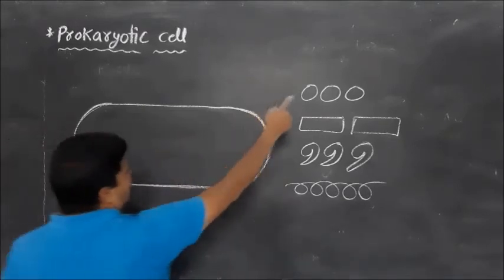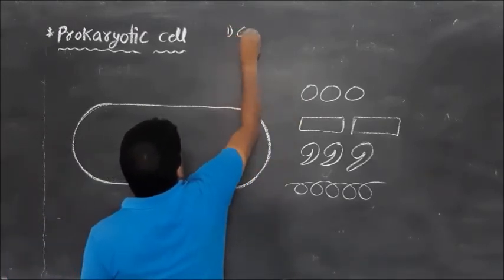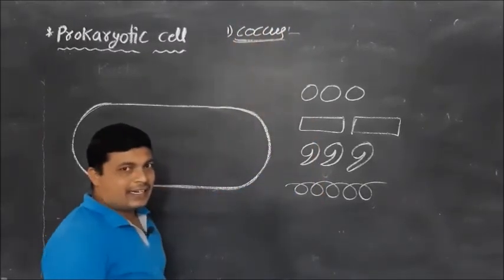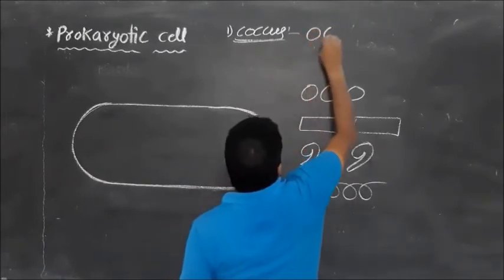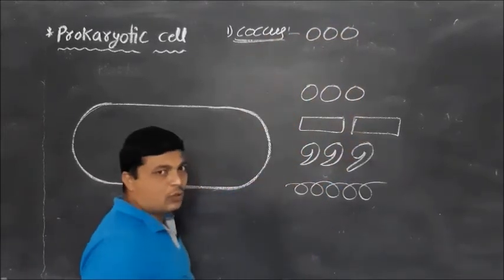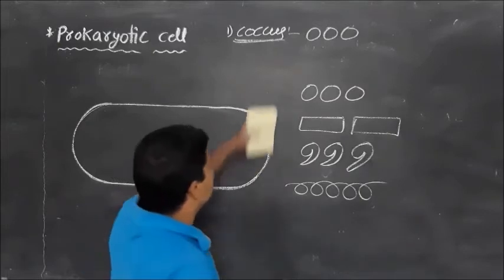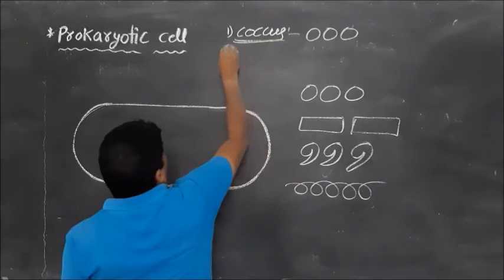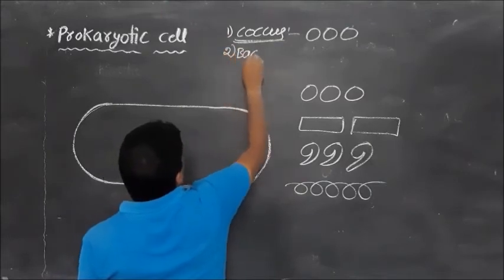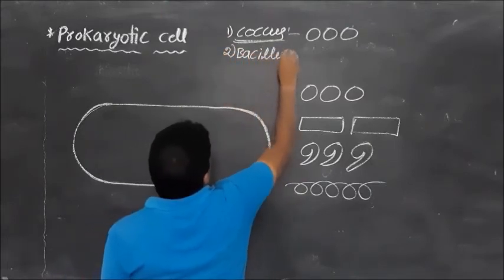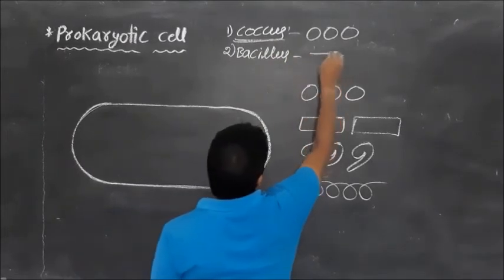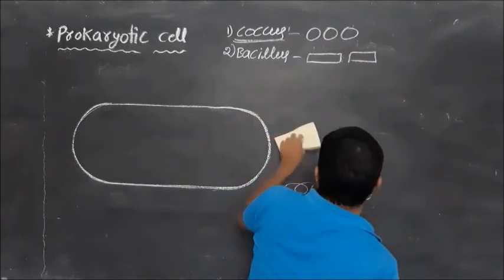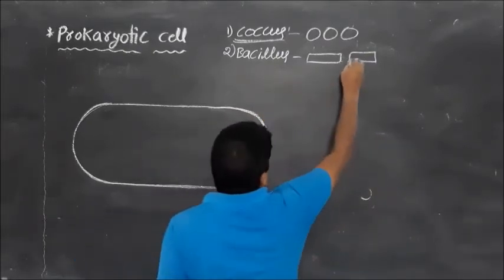Just observe here, spherical shape of bacteria, coccus. If a bacteria contains the spherical shape, that kind of bacteria is called a coccus. What is the coccus? Coccus means round shaped bacteria, spherical shape of bacteria. And second one, bacillus, means rod shaped bacteria. Rod shaped bacteria are called bacillus.